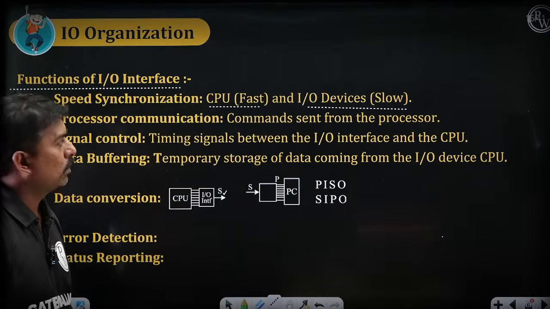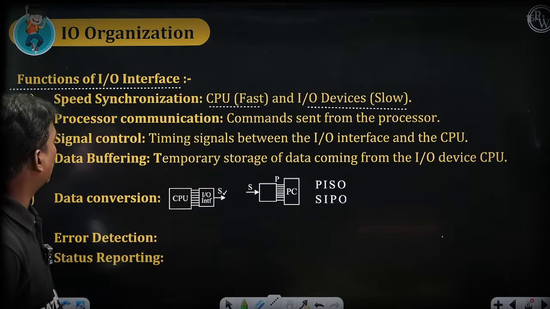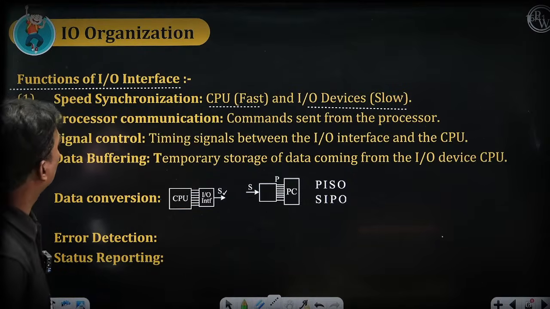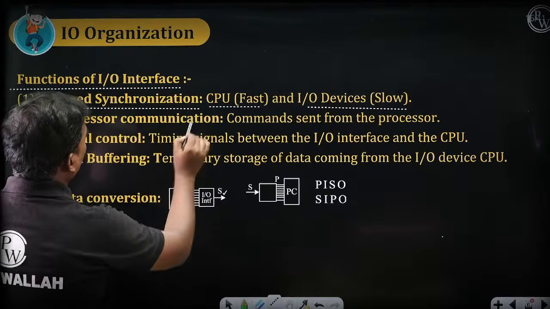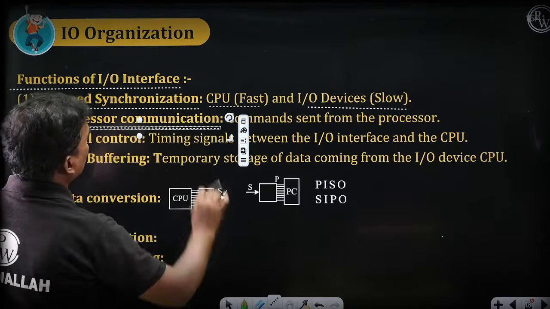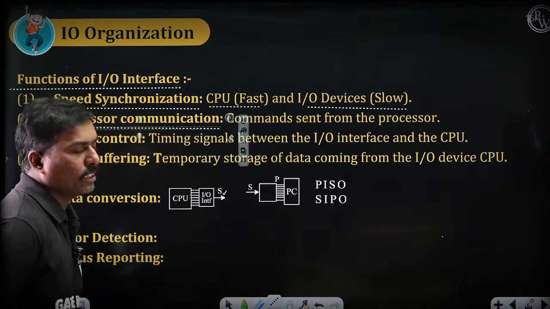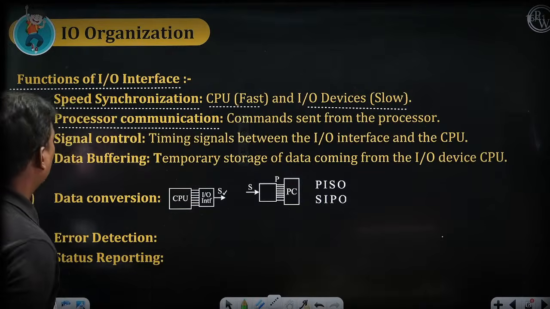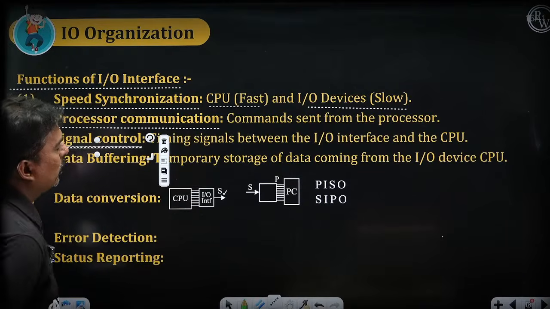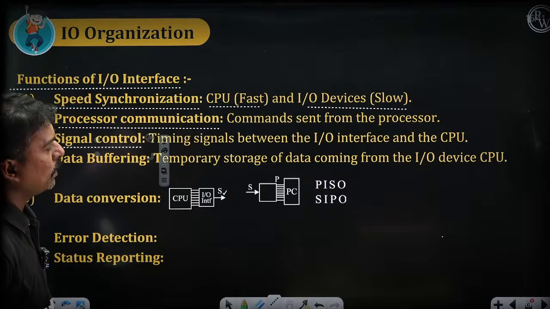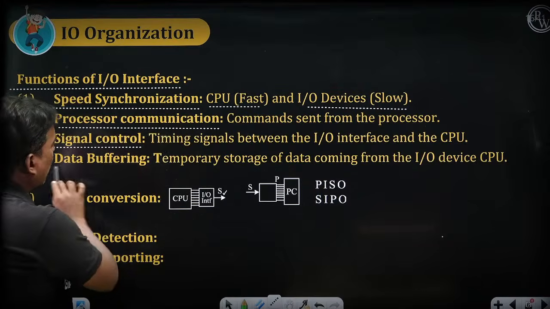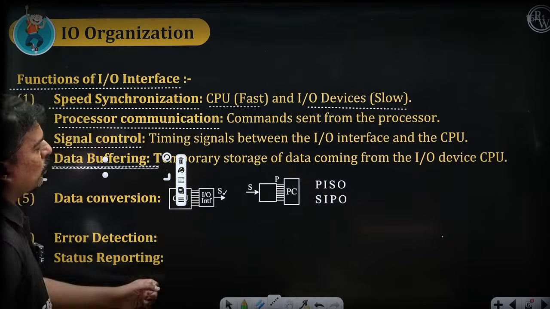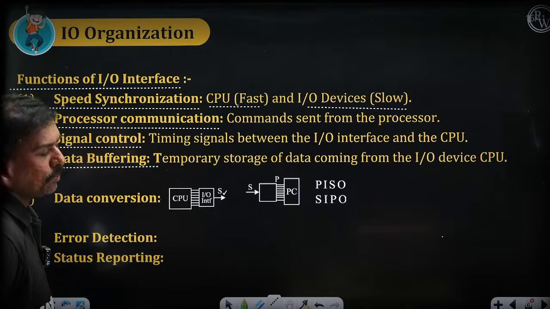CPU device is faster, IO devices are slower. So this is speed synchronization. Second is processor communication. Command is sent from the processor. Next, signal control, timing signals between the IO interface and the CPU. Next, data buffering, temporary storage of data coming from the IO device to the CPU.